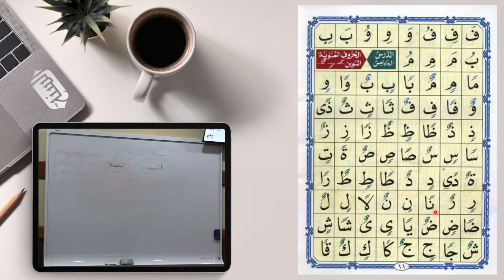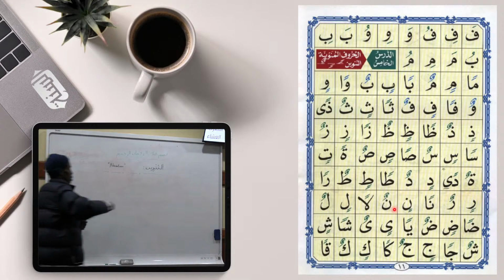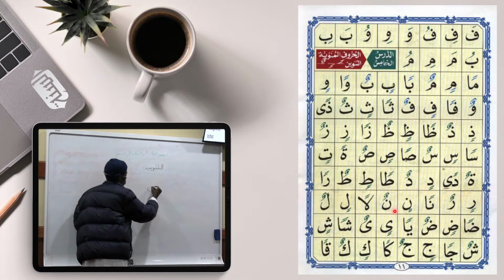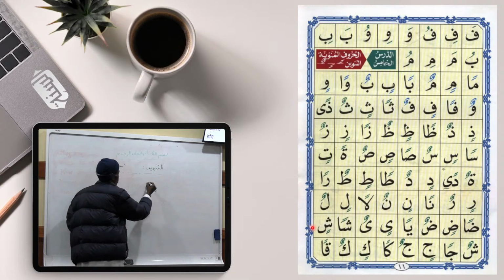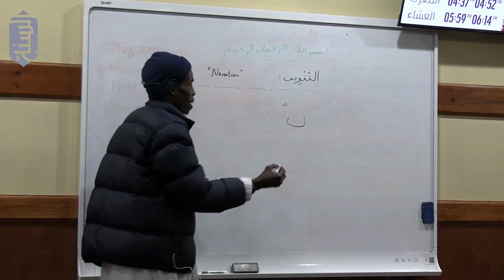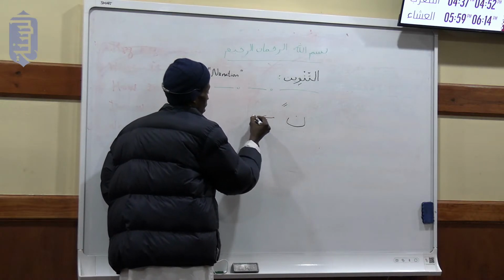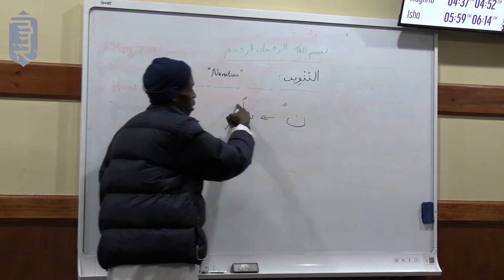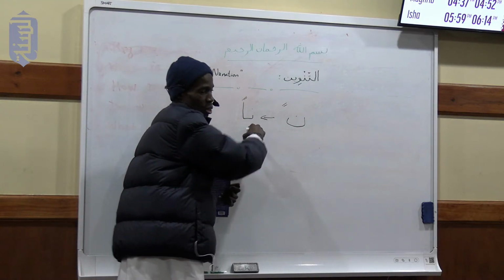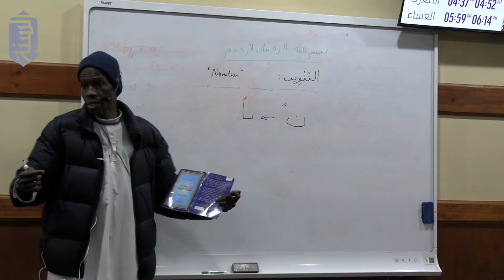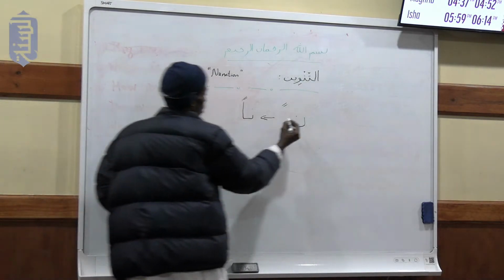Nan, nin, nun. Noon fathatan, nan. Noon kasratan, nin. Noon dhammatan, nun. Nan, nin, nun. As you can see with the noon, when it has to have a fathatan, you now construct it like so, with the aleph connected to it, the way we normally connect letters. Yes, the dots are okay. Sorry.